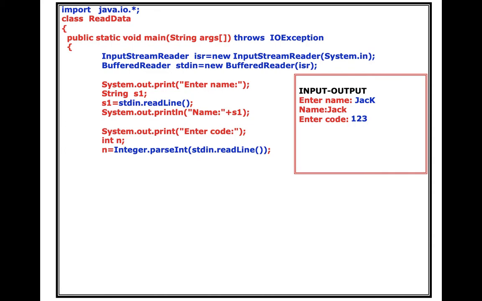stdin.readline. Now what exactly will it do? Pay good attention to this. Now over here, I am using a technique called nesting of functions, nesting of methods. By the way, nesting means one inside another. So you have the method readline inside the method parseInt. Now whenever we do nesting of methods, the inner method will execute first. So here what will happen is readline will execute first.